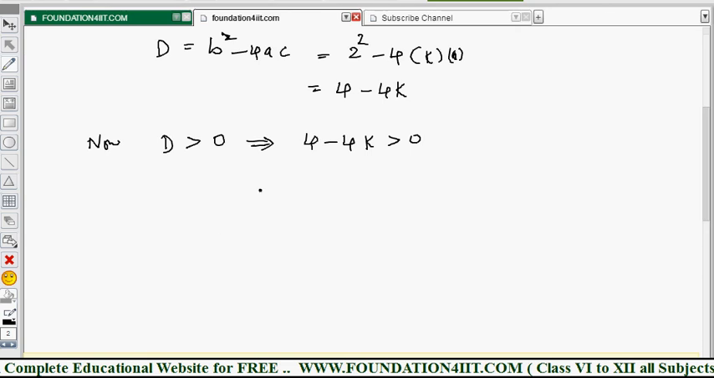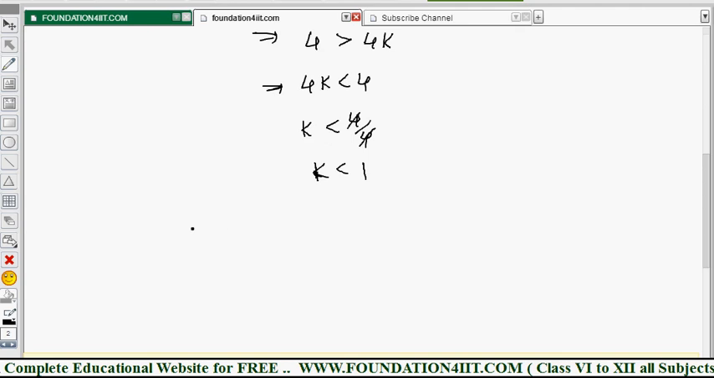Now let us simplify this. That is 4 greater than 4k. When 4 is greater than 4k, then 4k is less than 4, right? Then k is less than 4 divided by 4. Just simplification you can do. Then k is less than 1 because 4 gets cancelled. Now based on this we can write the required solution set. So the required set is: k belongs to the real numbers, but the condition is k less than 1, right?